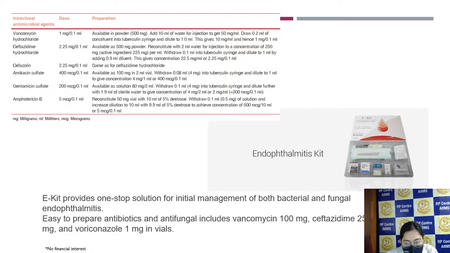So Aurolab has developed this E-kit or endophthalmitis kit, where the dilution is only one time. The doses that are given in that vial are vancomycin, ceftazidime, and voriconazole. So we just have to dilute it once. So it's easier for us. And there are level 4 evidences that suggest that continuous 4-step dilution also decreases the potency of the drug. Hence, this E-kit has been developed.